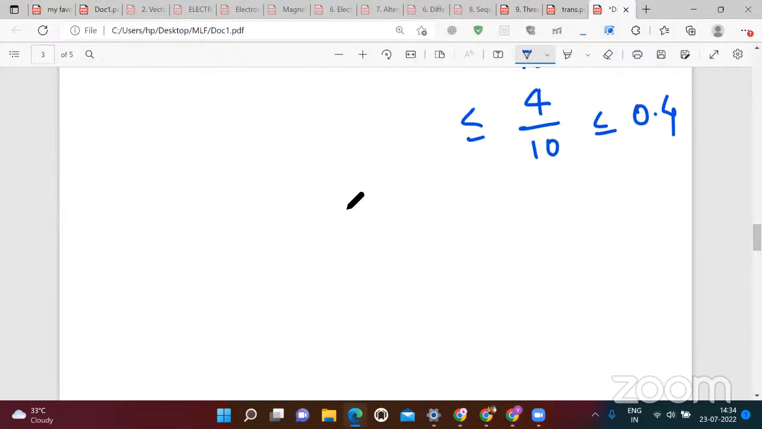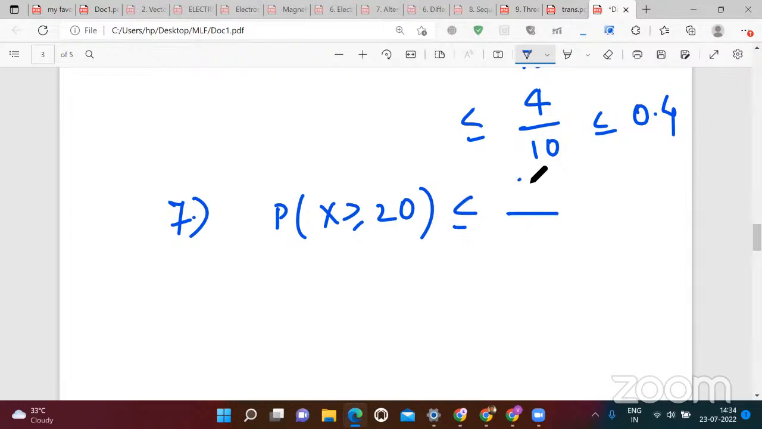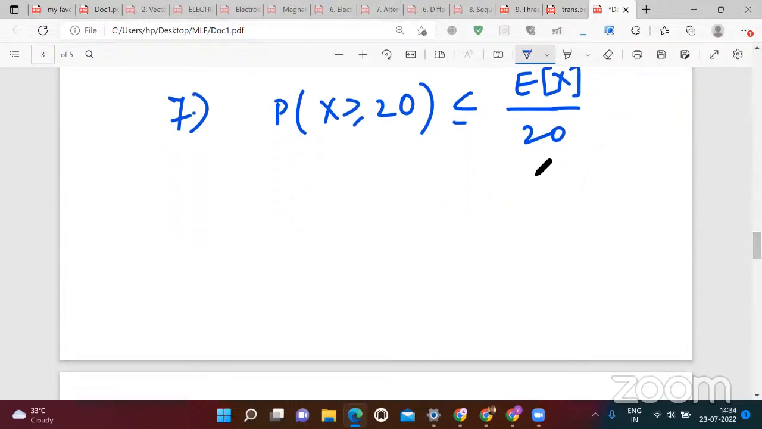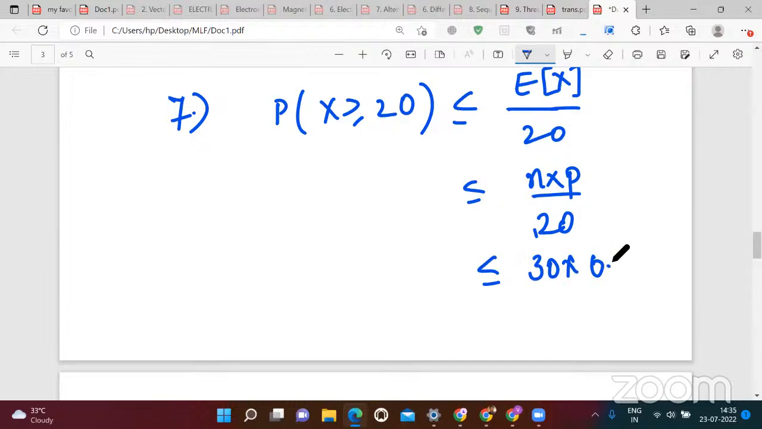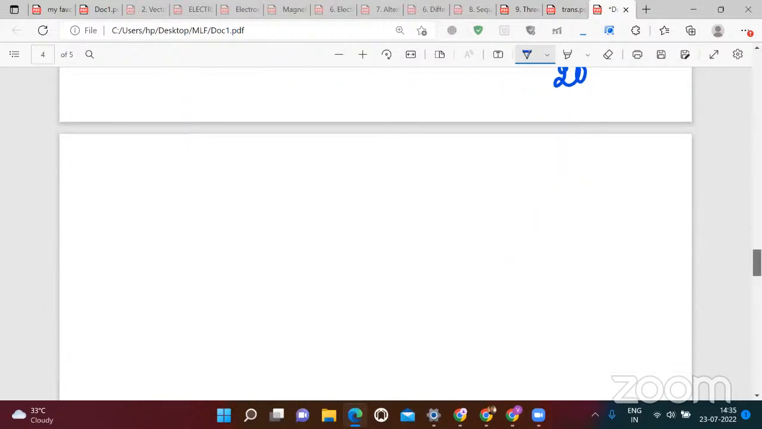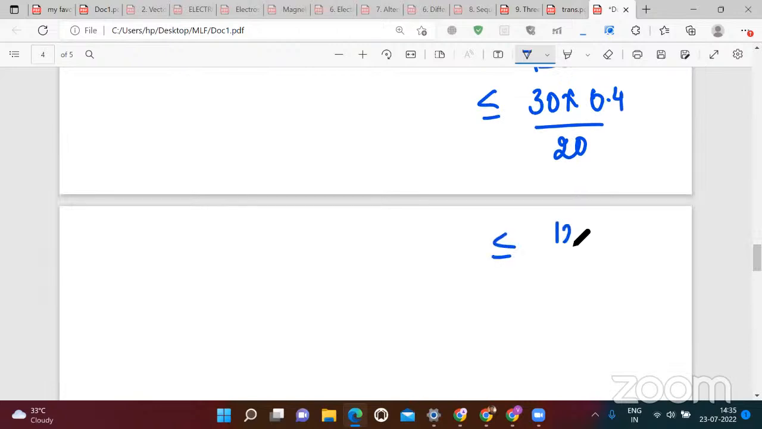So here, the seventh problem, you need to calculate the probability such that X, the number of tails, is greater than or equal to 20. This should be less than or equal to the expected value of X upon 20. And the expected value for the binomial is n into p, upon 20. So n here is 30, and the probability of getting tail is 0.4. So you'll get 12 upon 20.